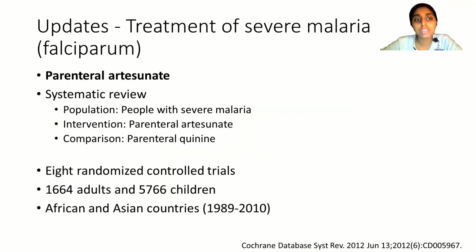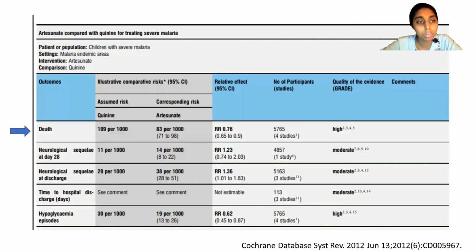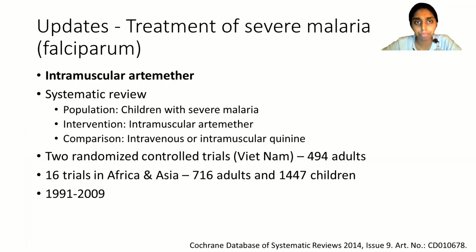Now, looking at the treatment of severe malaria, systematic reviews, which include eight randomized control trials, looked at parenteral artesunate and compared it with parenteral quinine. This was done in African and Asian countries. And this looked at mortality, where 109 per 1,000 deaths were seen in the quinine arm and 83 per 1,000 deaths were seen in the artesunate arm with a relative risk of 0.76. Again, graded as high quality of evidence, which tells us that artesunate is superior to quinine here.